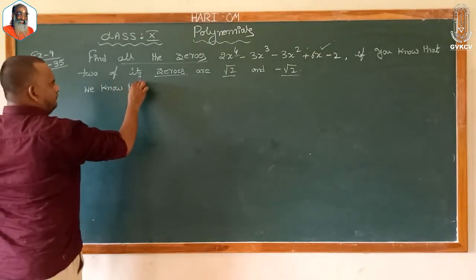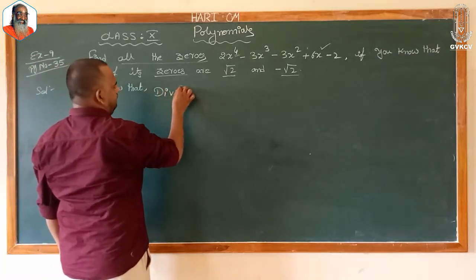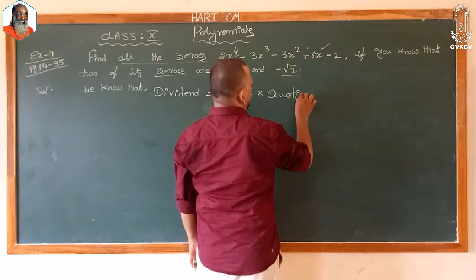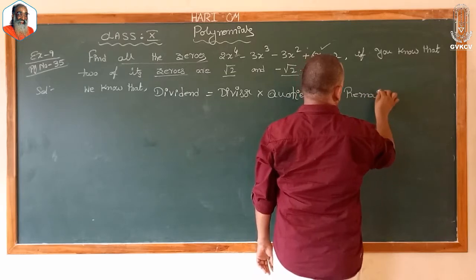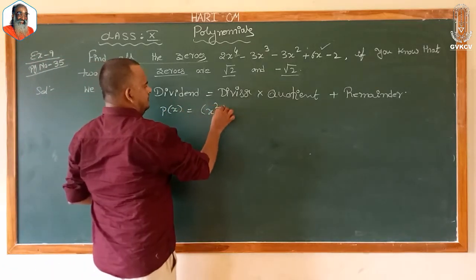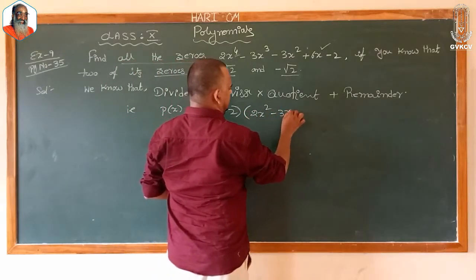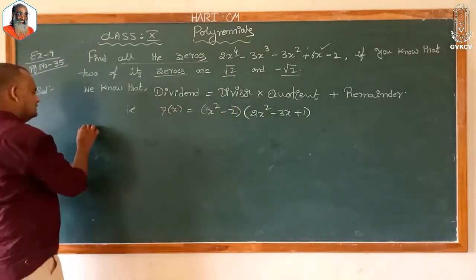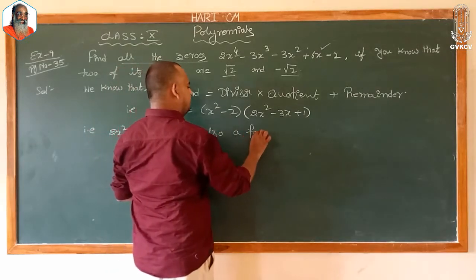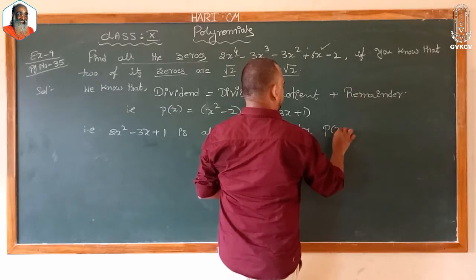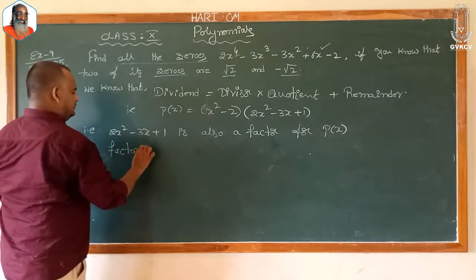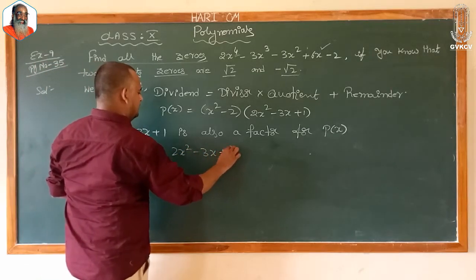We know that dividend is equal to divisor into quotient plus remainder. That is, p of x is equal to x square minus 2 into 2x square minus 3x plus 1. That is, 2x square minus 3x plus 1 is also a factor for p of x. Now factorize 2x square minus 3x plus 1.